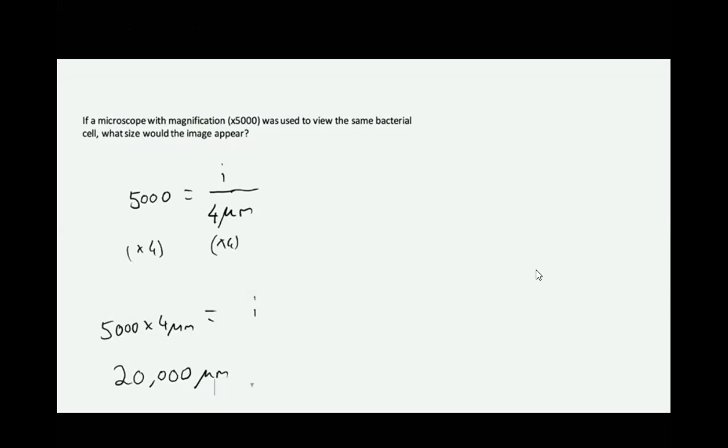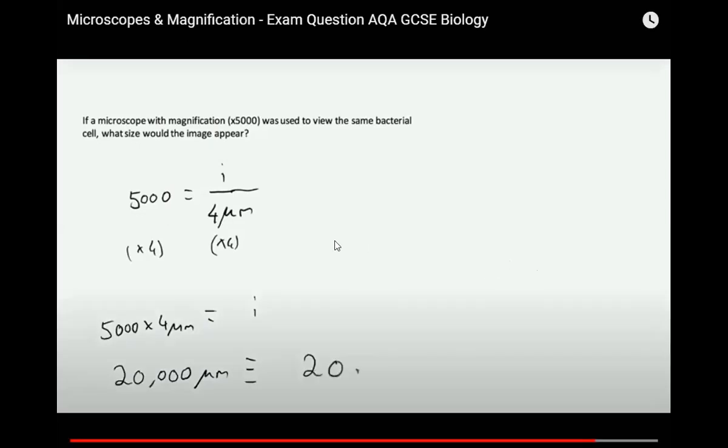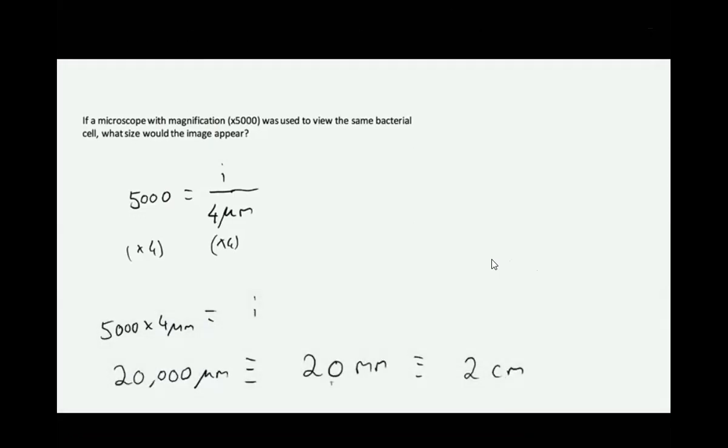So if I want to convert that, there are 1,000 micrometers in a millimeter. So if I divide by 1,000, that gives me 20 millimeters. We could leave it like that, or I could say that is the same as 2 centimeters. All of those would be correct.